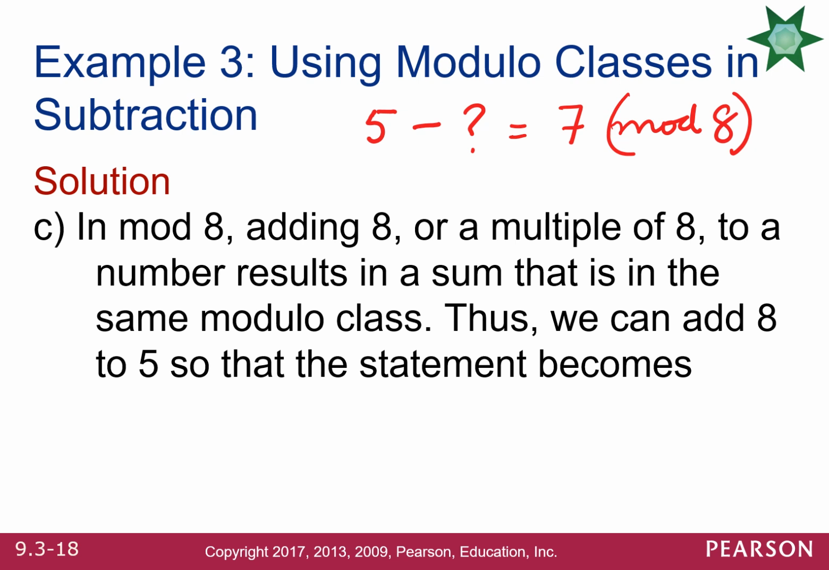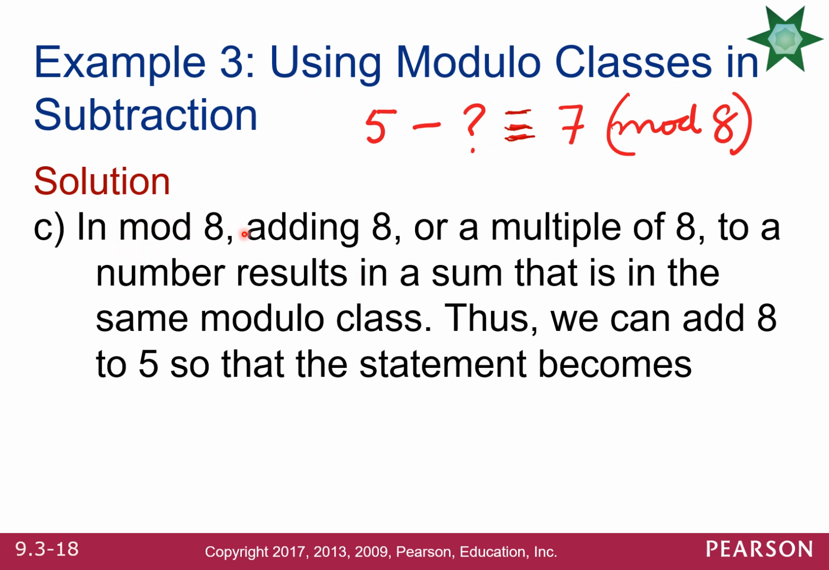Now in part C of the question, we were given this expression here, 5 minus question mark is congruent, and just let me add another horizontal line, because to imply congruency we need 3 lines. All right, so 5 minus question mark is congruent to 7 mod 8. So we have to find a replacement value for the question mark. So let's see the solution they're giving us.